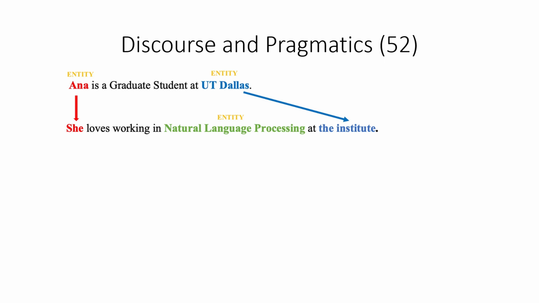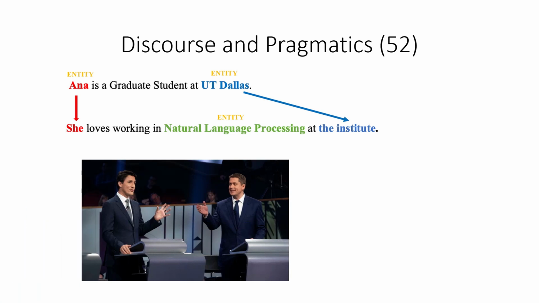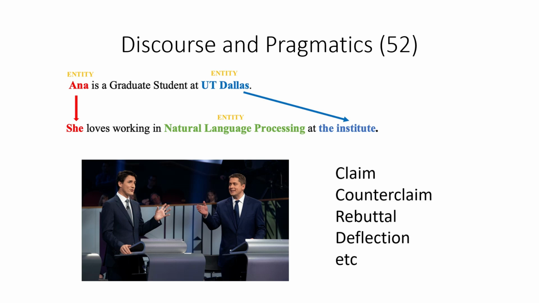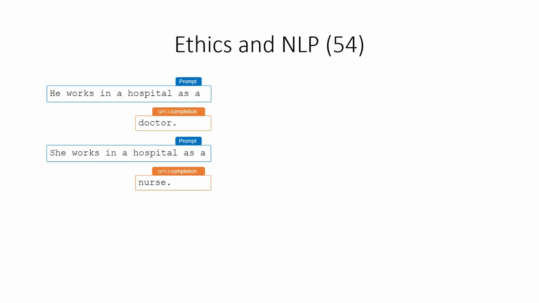This topic deals with linguistic information that spans across multiple sentences. One big problem in this topic is co-reference resolution, which is determining for pronouns like he or she which entity in previous sentences it refers to. Another aspect of discourse analysis is conversations, for example, a debate between politicians. And researchers are interested in analyzing when a politician makes a claim or a counterclaim, a rebuttal, a deflection, or so on.